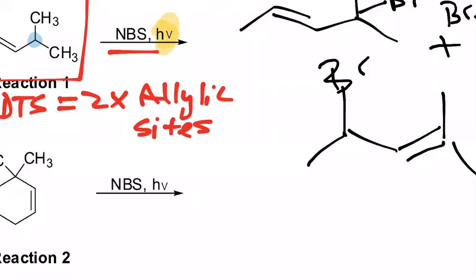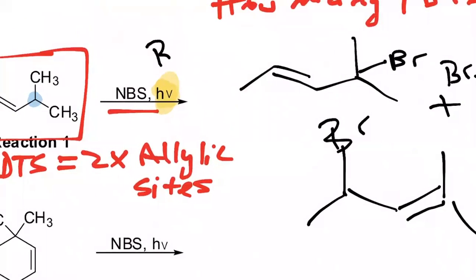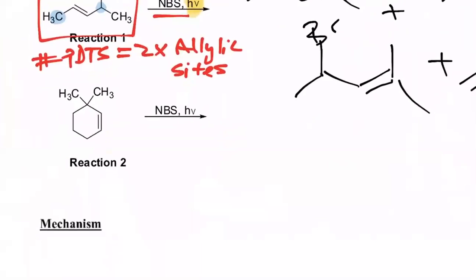Anytime I see light as a part of my reaction, I know that it's a radical mechanism. All right. And if it's a radical mechanism, what do I know about it? How does it proceed? Right, you're gonna have an initiation step, and then you're gonna have propagation, followed by termination.